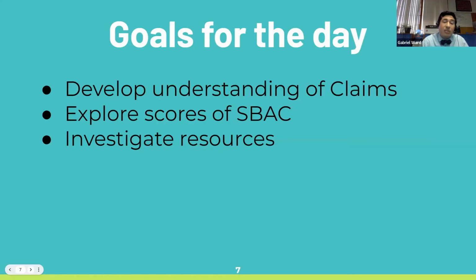Now, when we talk about scores, I think a lot of times there's some confusion and uncertainty with how scores are compiled and how they are presented. So we're going to dig a little bit into that. And then the last thing is we're going to, of course, talk about the resources. Things that are already made for you, and how could you utilize what's there?